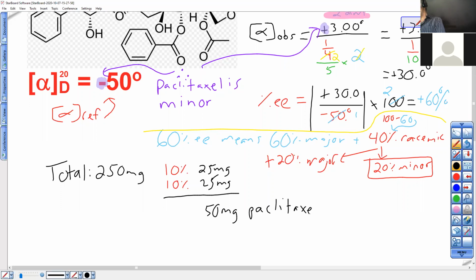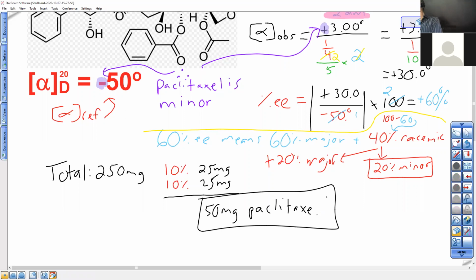Paclitaxel. Now it looks like paclitaxel. And there you have that. And that is a sample answer to a question.